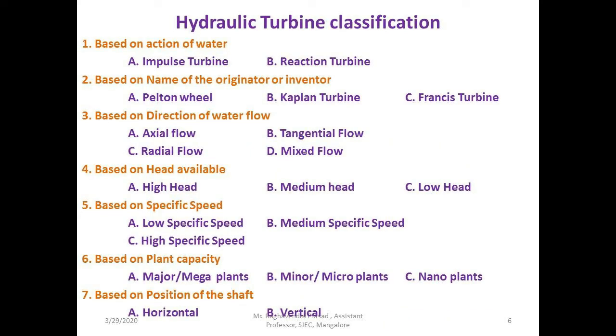Second one is based on the name of the originator or the inventor. So the inventor's name is given to that particular turbine. First one is Pelton Wheel, second one is Kaplan Turbine, third one is Francis Turbine.